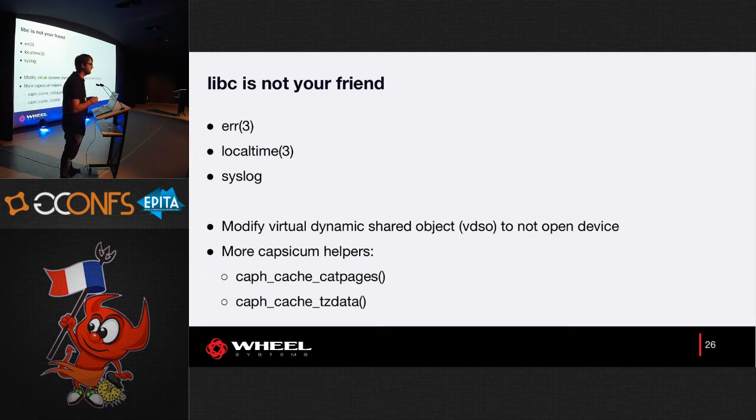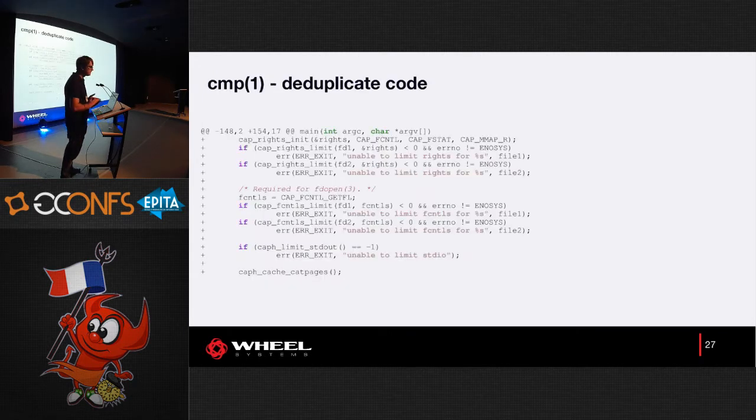So we do that by introducing more Capsicum helpers like cat pages, which is done for caching the NLS files, or the TZ data, which allows us to pre-cache the localtime data. So we can now deduplicate code, and now the code looks a little bit simpler. We just limit the stdout and use another Capsicum helper to cache the NLS pages.